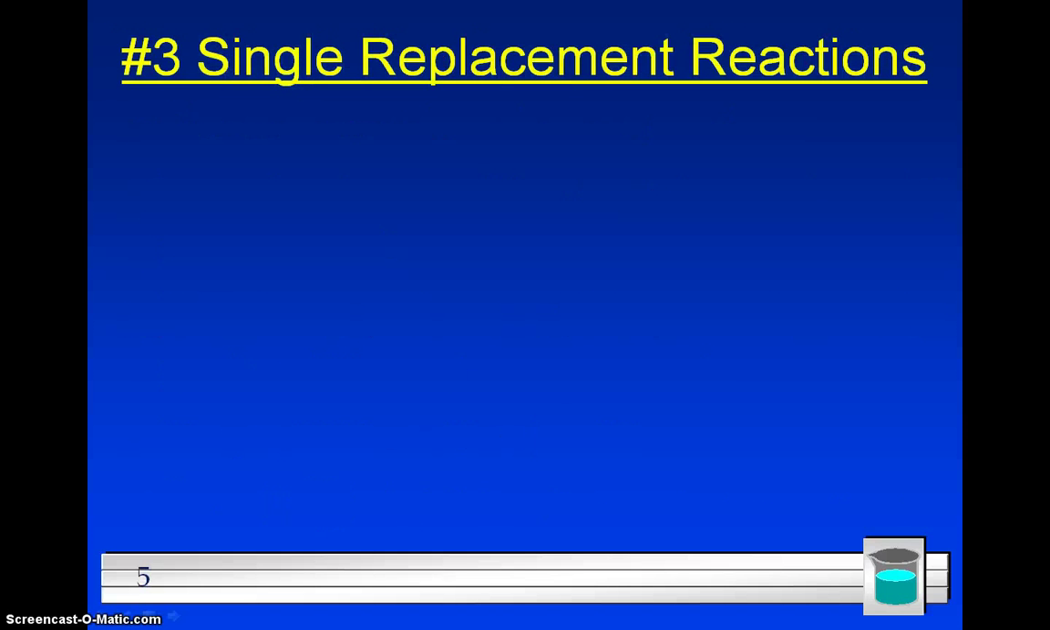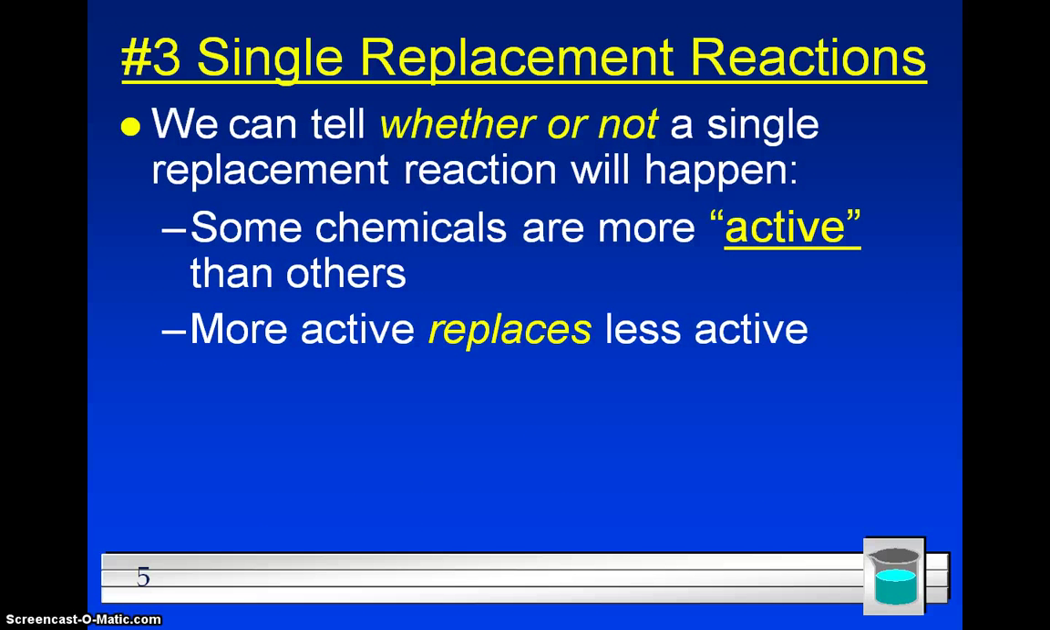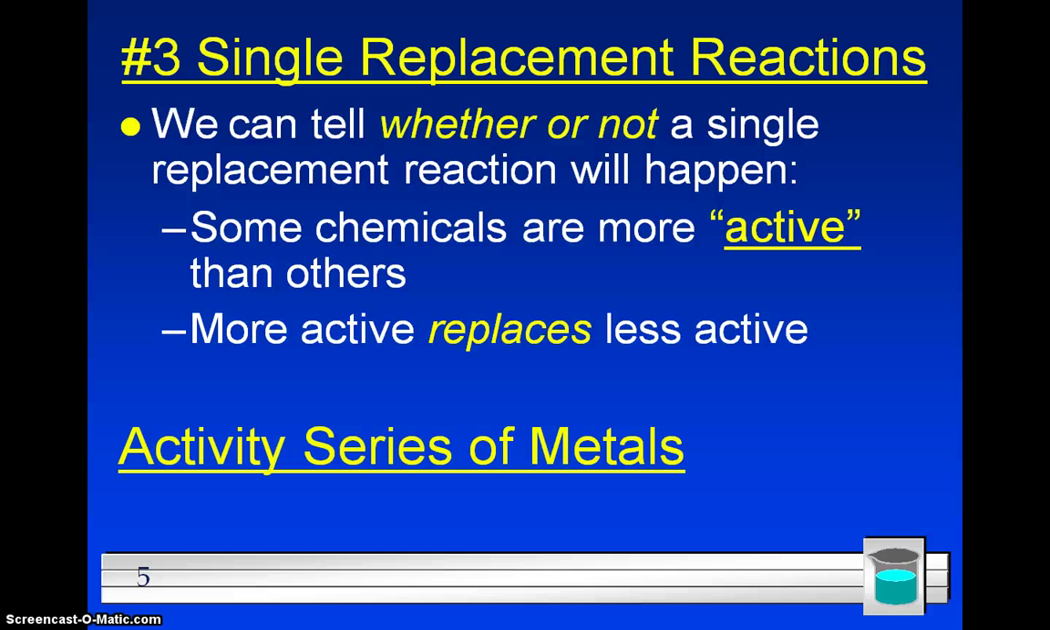So this is an anion switch. We can tell whether or not the reaction happens by using something called the activity series. Some chemicals and elements are considered to be more active than others, and if you're a more active element, you are going to replace a less active element from the compound.